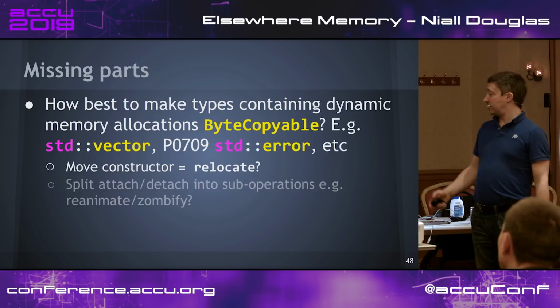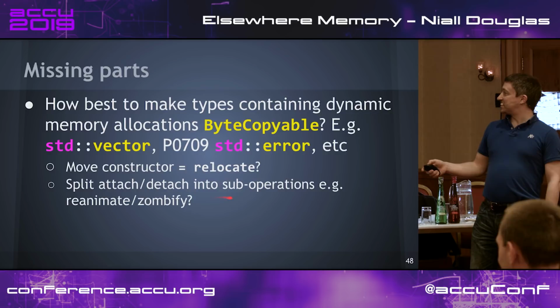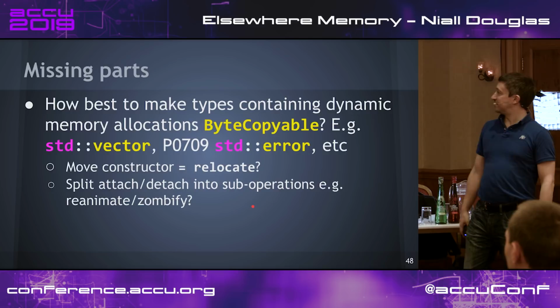So what we might do there is we might split attach detach into sub operations. I'm going to suggest reanimate and zombify, because that's basically what you're doing. So it would be a subclass that would apply to a wider set of things, like anything containing a pointer or a reference. And it means you can't send it to other processes, but you can kill it and bring it back to life.